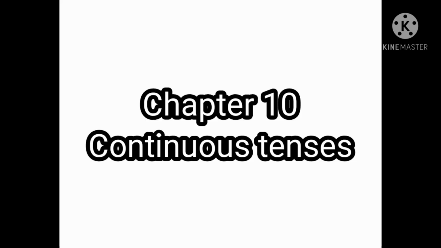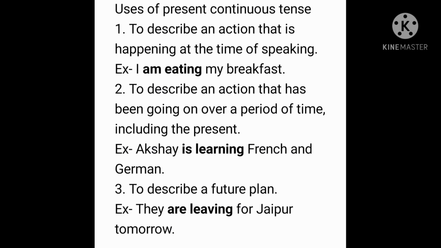So now let's discuss chapter 10, the continuous tenses. There are three: present continuous tense, past continuous tense and future continuous tense. Let's begin with the uses of present continuous tense. Present continuous tense is used to describe an action that is happening at the time of speaking, right? In the present time. For example, I am eating my breakfast. Or to describe an action that has been going on over a period of time, including the present. Akshay is learning French and German. Or to describe a future plan. They are leaving for Jaipur tomorrow.